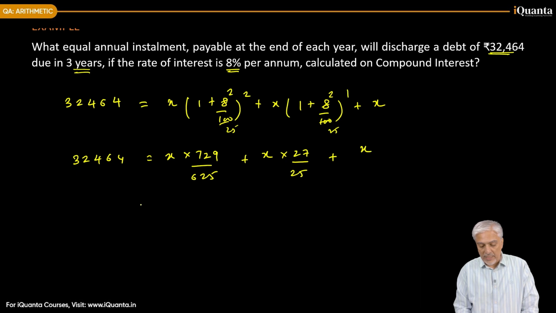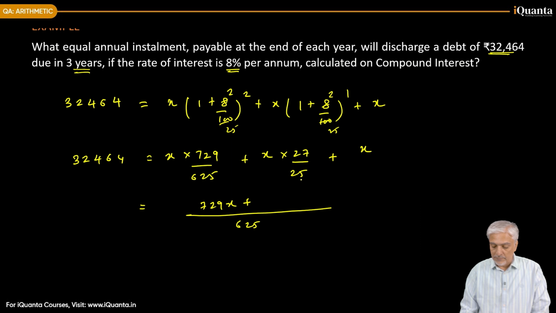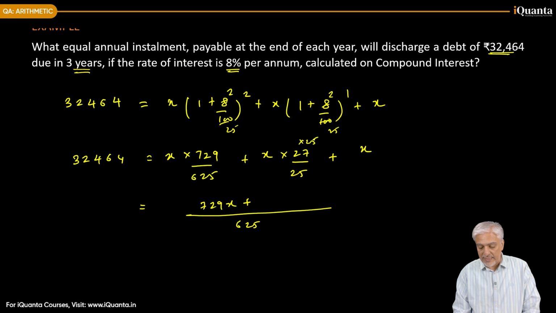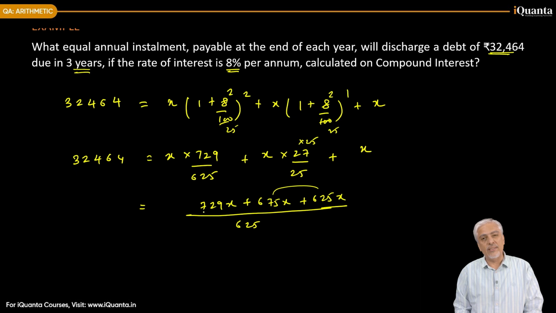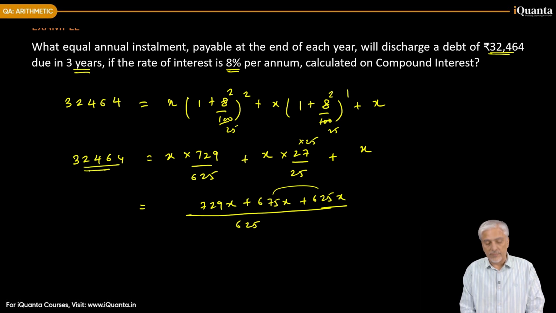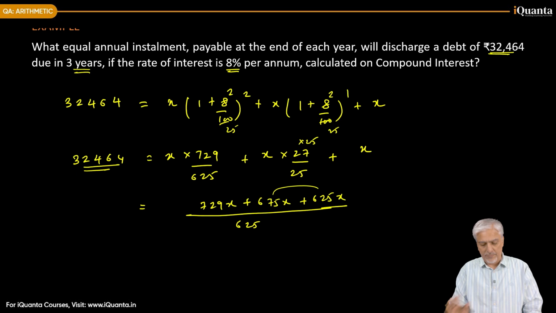Let's take LCM very carefully. 625 is my LCM. So I'll get 729x over here plus 25 goes 25 times. So this will become 27 into 25, which will be 675 plus 625x. These two can be easily added. That will become 1300. So plus 700, 2000, 2029. Hopefully that will go over here. That has to be my aim. Okay.